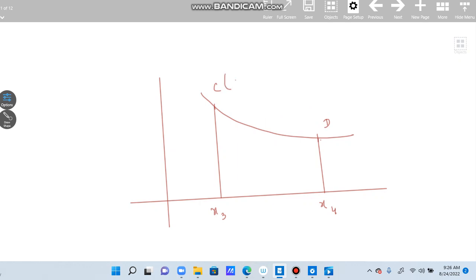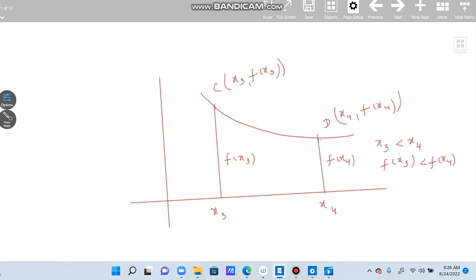C will have coordinates x3 comma f of x3 and D will have coordinates x4 comma f of x4. Now, what can we say about the connection between x3 and x4? Is it not very clear that x3 is less than x4? But what can you say about f of x3 and f of x4? Don't you see that f of x3 is greater than f of x4? That is, the inequality is not maintained.